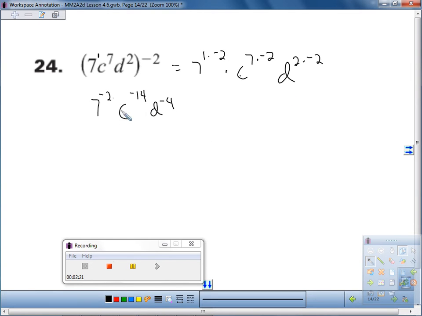Okay, now here all these are negative. I'm going to go ahead and square the 49. Well, anyway, let's bring it underneath first and then I'll square it. All these have negative exponents, so if I write it underneath here, I end up with positive exponents. Now I'm going to go ahead and square the 7, so that we end up with 1 over 49, c to the 14th, d to the 4th, for number 24.